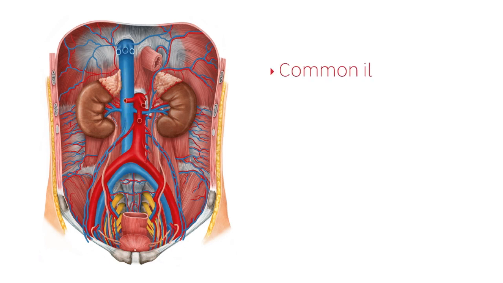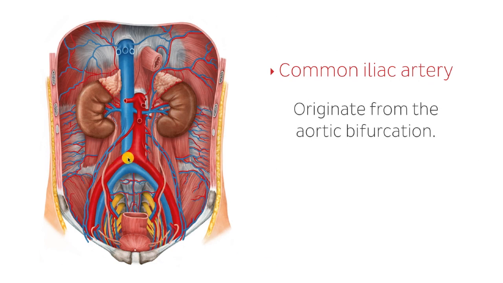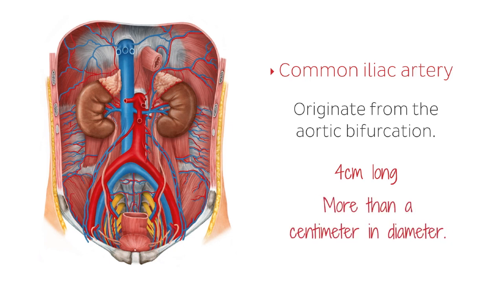Now, a word on the common iliac arteries. These arteries are two large arteries that originate from this bifurcation right here happening on the abdominal aorta, which is known as the aortic bifurcation, at the level of the fourth lumbar vertebra. These common iliac arteries are about 4 centimeters long in adults and more than 1 centimeter in diameter. The arteries run inferolaterally along the medial border of the psoas muscle to the bifurcation at the pelvic brim in front of the sacroiliac joints.